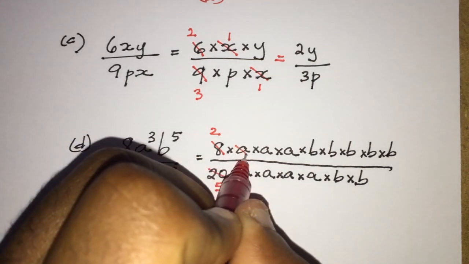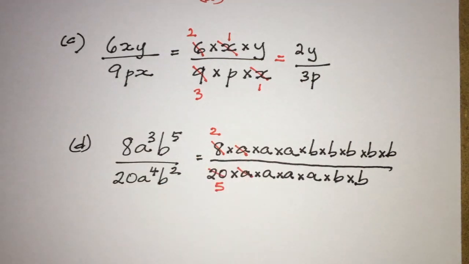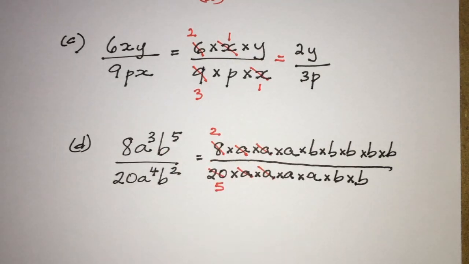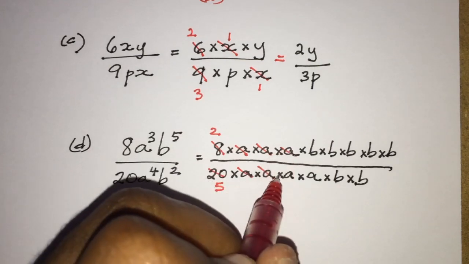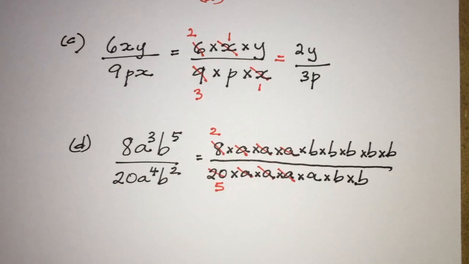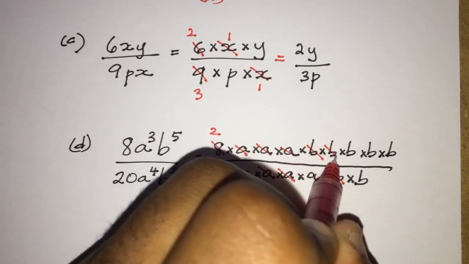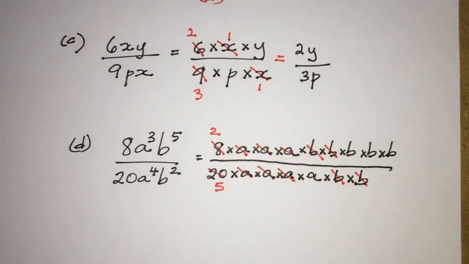There's an a at the top and an a down here. Can I cancel some more a's? 1 a here, 1 a there. Look, 1 more a here, 1 more a there. So notice I'm canceling 1 in the numerator with 1 in the denominator. Can I cancel any b's? Look, 1 with 1, b with b. There's nothing left to cancel.